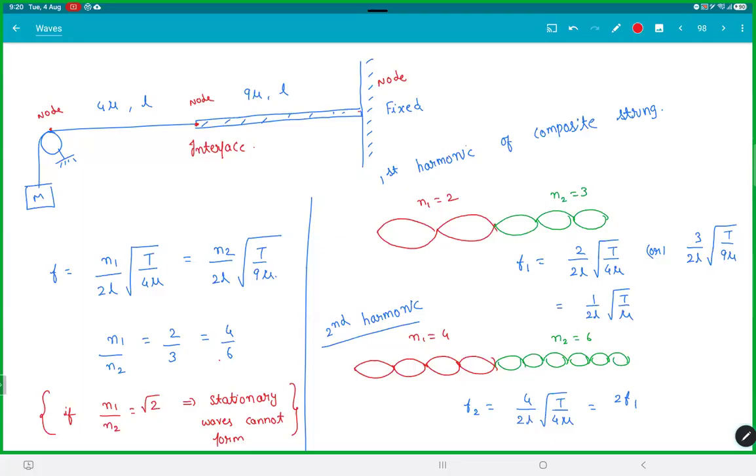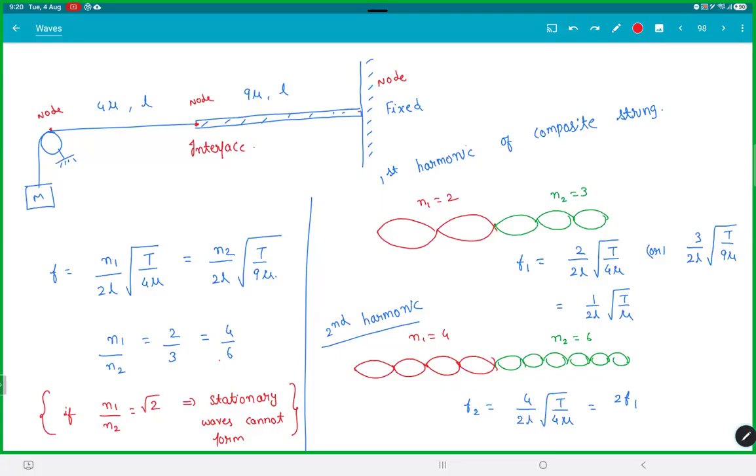So at this particular frequency, F2, the left loop will say I'm in fourth harmonic. The right loop will say I'm in sixth harmonic. But this is the second time they both agree the interface is a node. So second possibility of a system. Is this concept making sense?